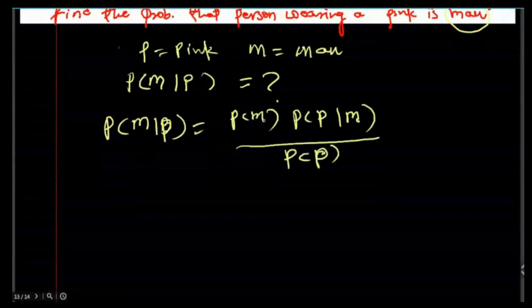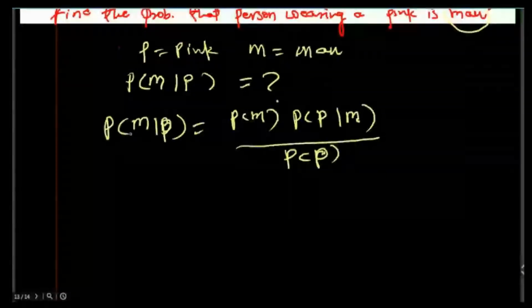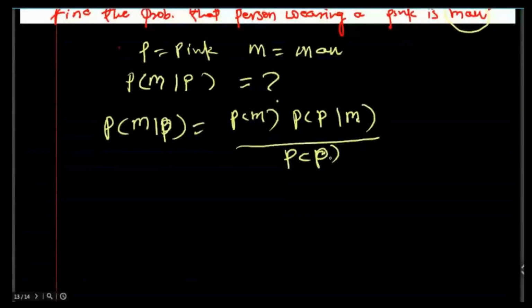AB, A, B, A, B, or MP, MP, MP. Okay, so just cross verify the formula whether you have written correctly or not. Now let us try to write the values.